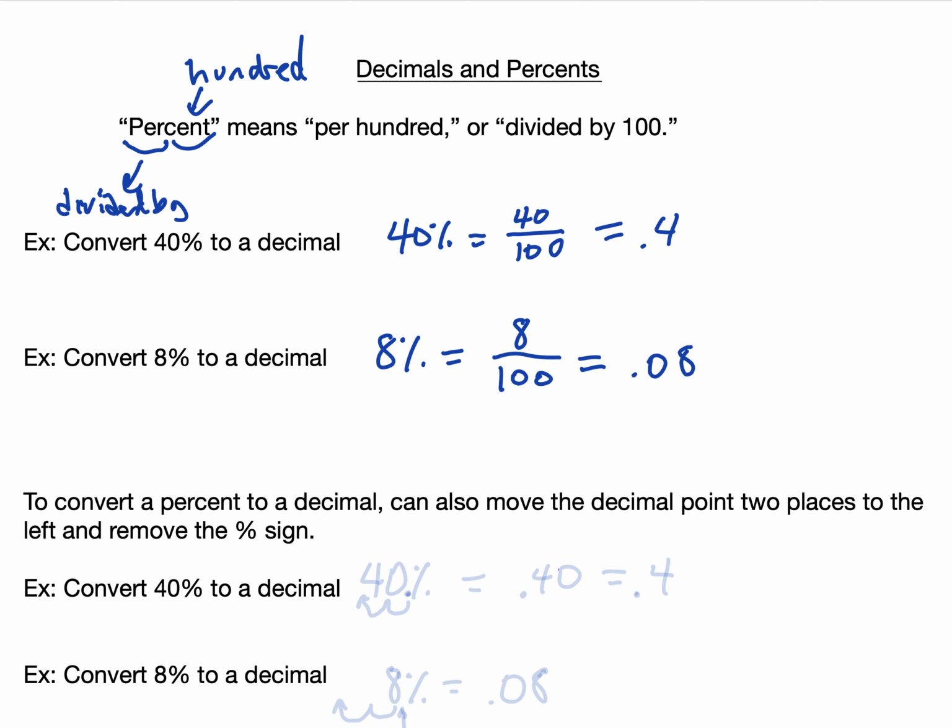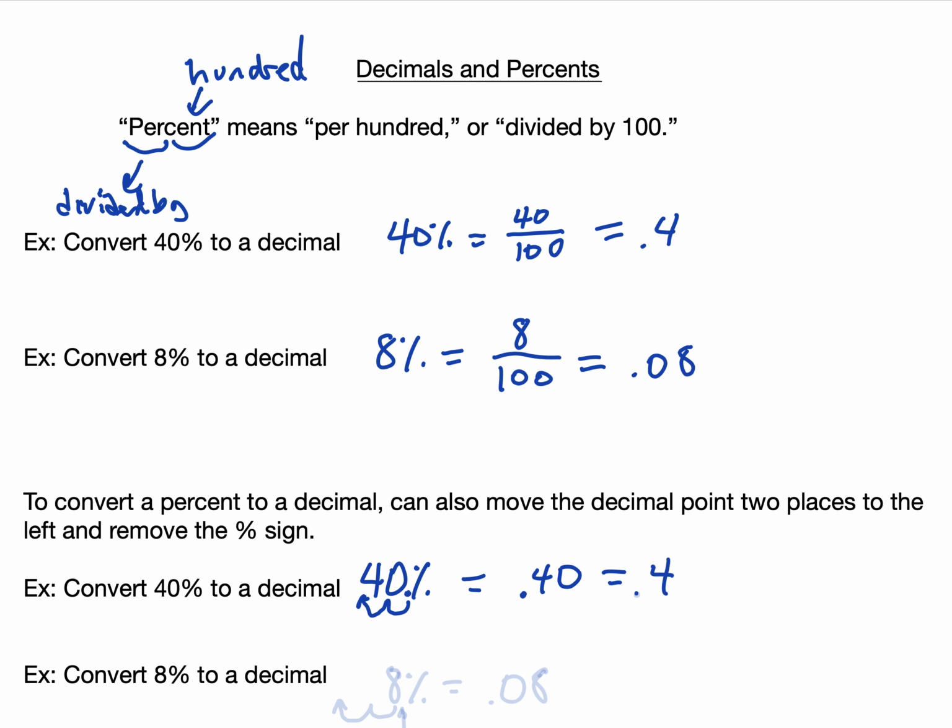So we see above that when we convert a percent to a decimal, what we're really doing is moving the decimal point two places to the left and removing the percent sign. So for example, if we have 40%, there's really a hidden decimal point right there. We're moving that hidden decimal point two places to the left and removing the percent sign. So we have 0.40, and we could rewrite that as just 0.4 if we wished.